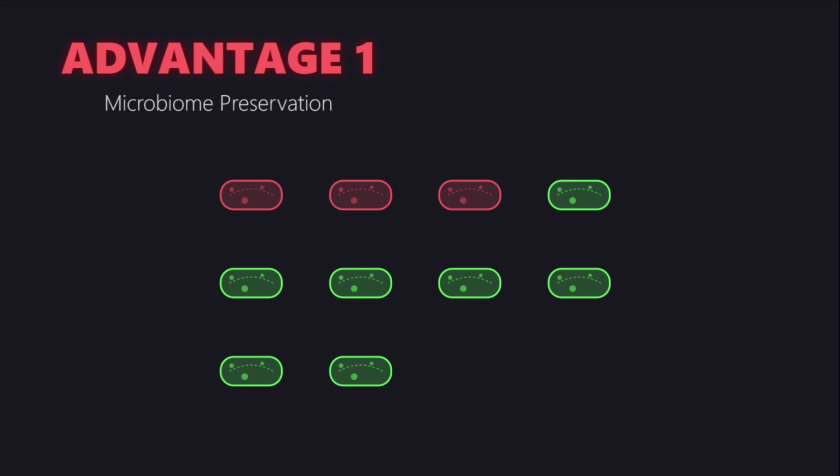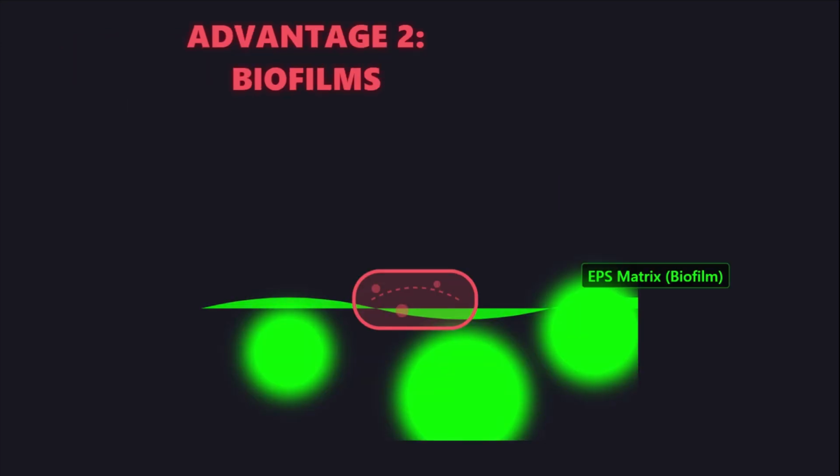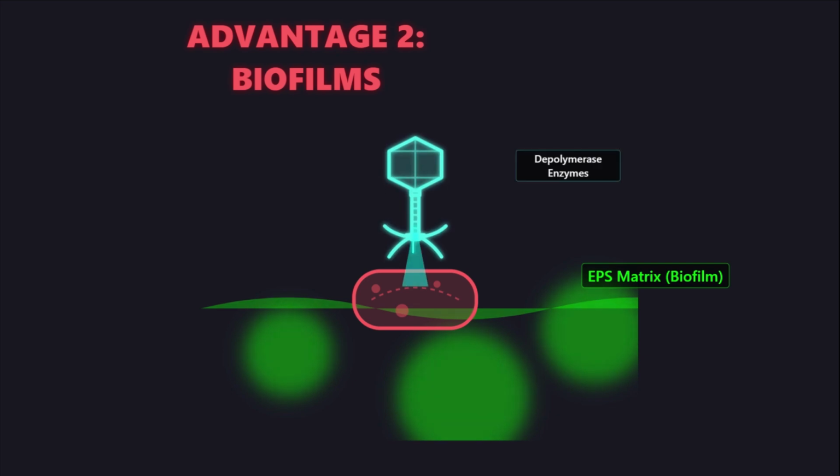Phage therapy offers two critical advantages over conventional antibiotics. First, the high specificity minimizes dysbiosis, preserving the commensal microbiota essential for host health and colonization resistance. Second, phages demonstrate superior efficacy against bacterial biofilms. Biofilms are complex matrices of extracellular polymeric substances, or EPS, which shield embedded bacteria from both antibiotics and immune cells.